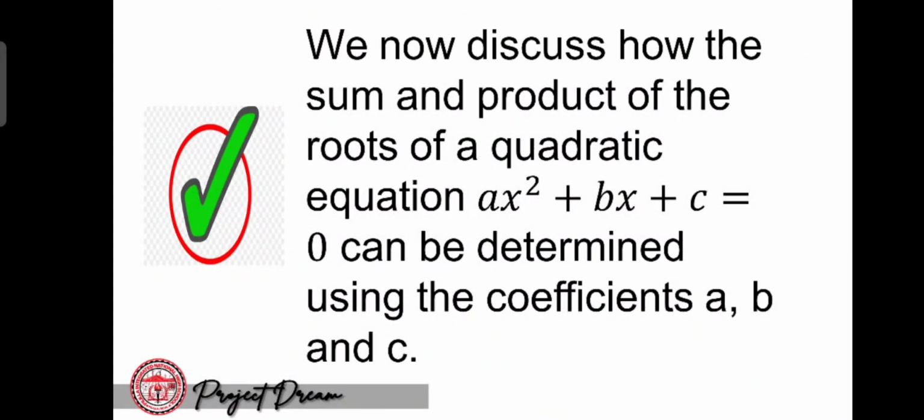So last time, we discussed describing the roots of a quadratic equation. Now, what do you think is the relationship between the roots and the coefficients of a quadratic equation? Is there any relationship? Yes, of course. Using the coefficients a, b, and c, we can easily identify the sum and product of the roots of a quadratic equation. To find out, let us proceed.